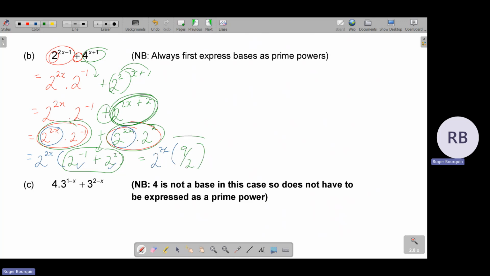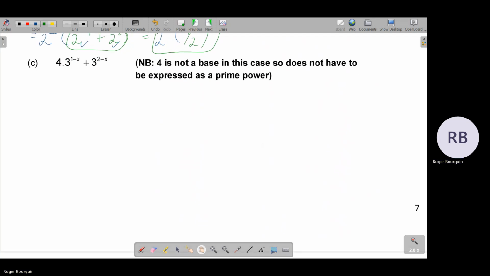So I've written that as a single term. There's no plus or minus signs in between. Okay. Right, get that down. Right, and the next one, you've got 4 times 3 to the 1 minus x.